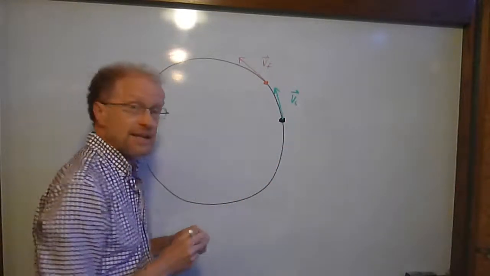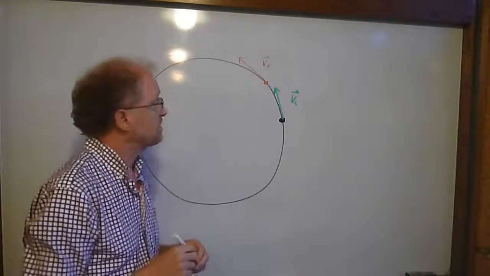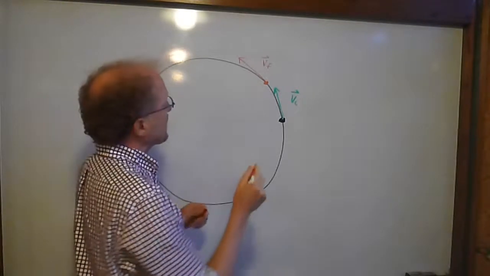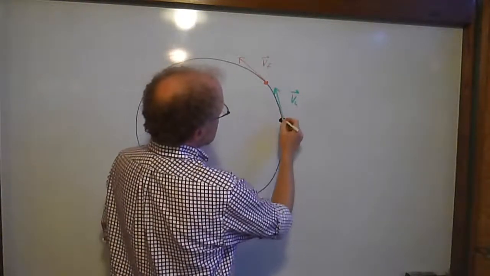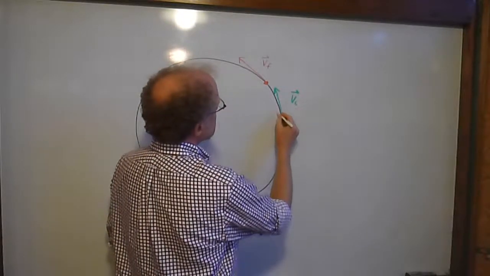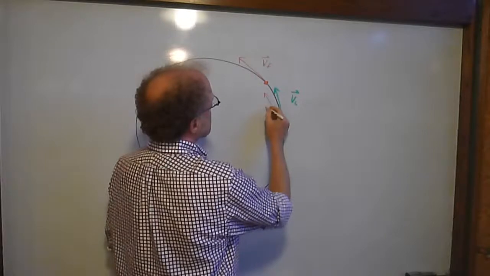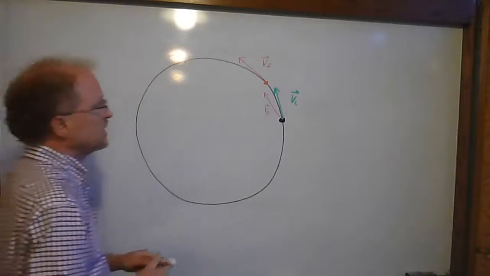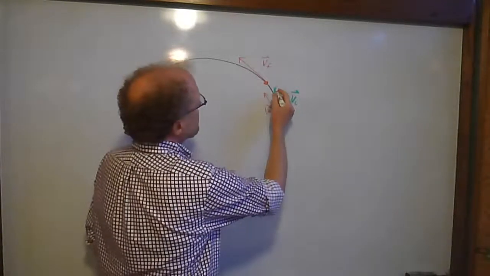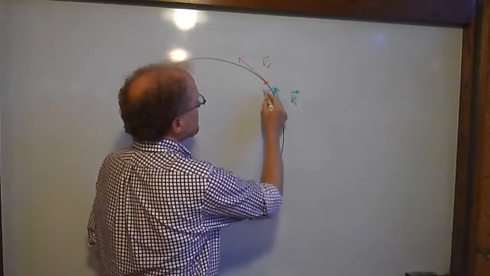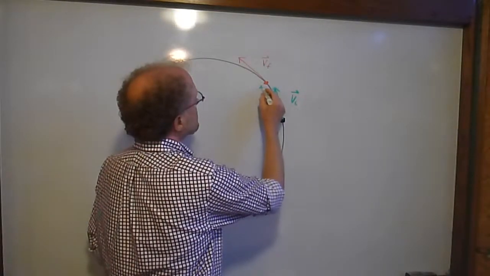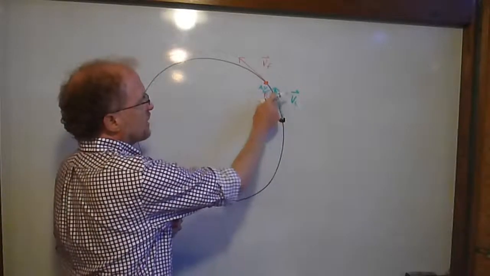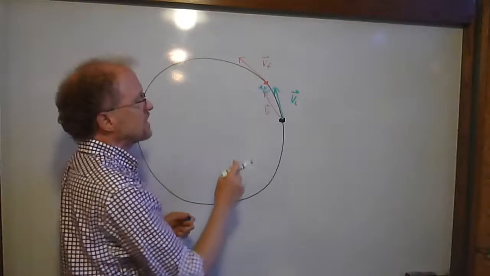So to find the direction of the acceleration, we can look at these two vectors. One way to think about it is if we put the two vectors tail to tail, like that, then the change in the velocity is going to be this. This is our delta V. So this is our initial velocity, final velocity, and that's our change in velocity.